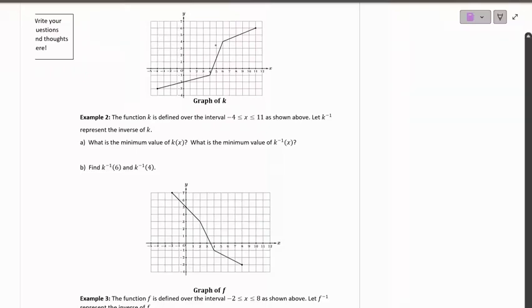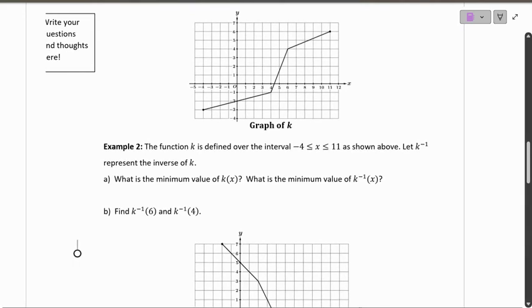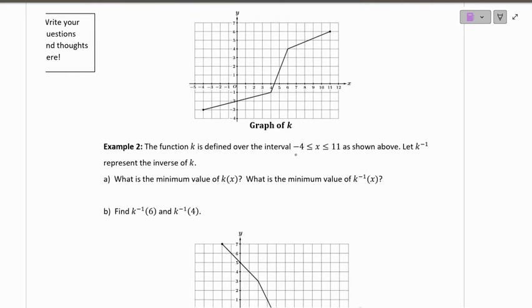2.8 notes. And so we are looking at example 2 here. For example 2, we are given this graph. Function k is defined over this interval from -4 to 11, which we can see from the graph anyways. But we want to say that k inverse represents the inverse of k.